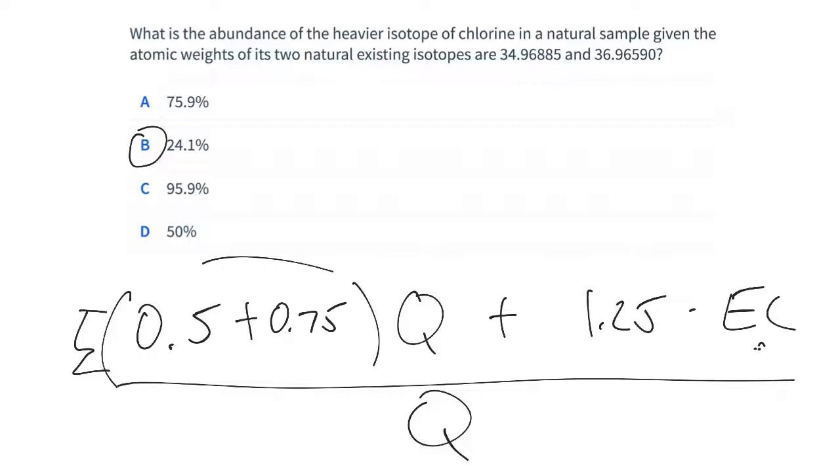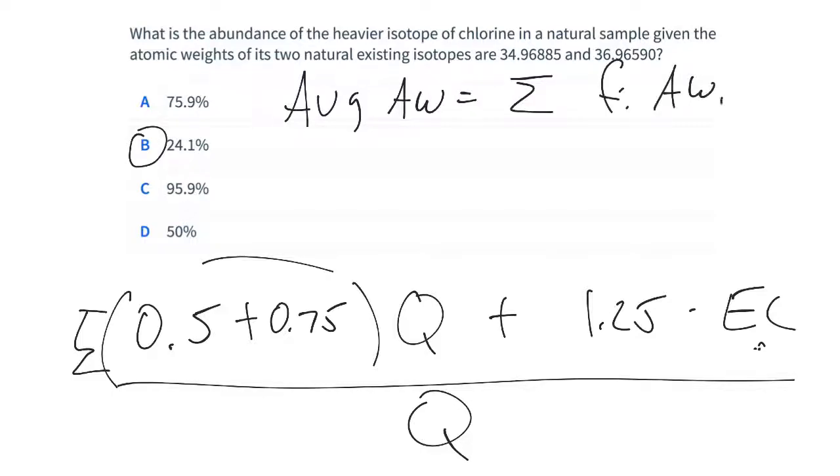Looking at the actual question, we want to know the abundance of the heavier isotope. There's one key piece of information in this problem, and it's really the key idea behind this topic: calculating an average atomic weight is the sum of the fraction of a given isotope times the atomic weight of that isotope, summed over all naturally occurring isotopes for a given element, and this is what we list on the periodic table. So if you're dealing with an average atomic weight for a given element, you look to the periodic table to get that average.